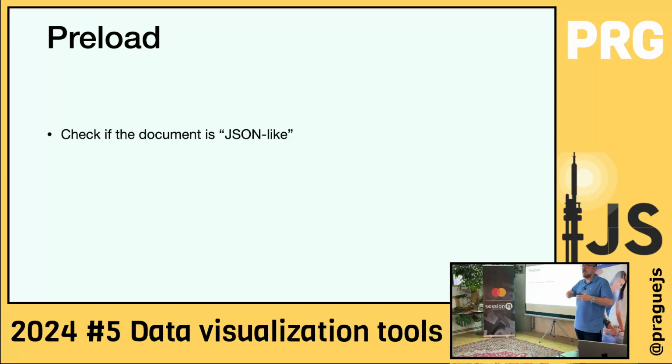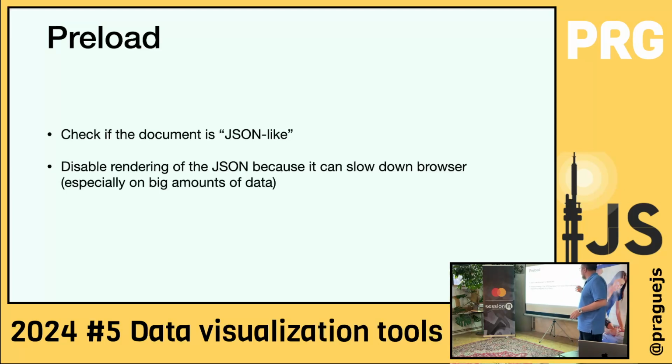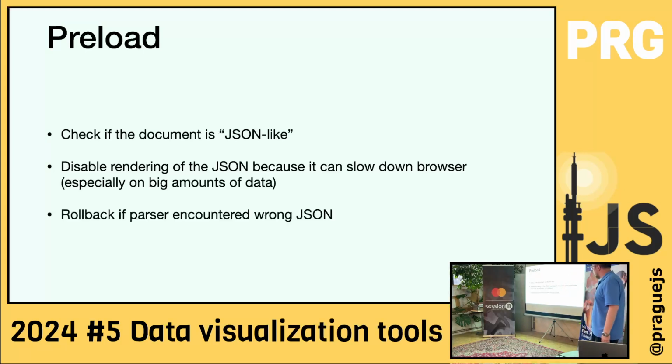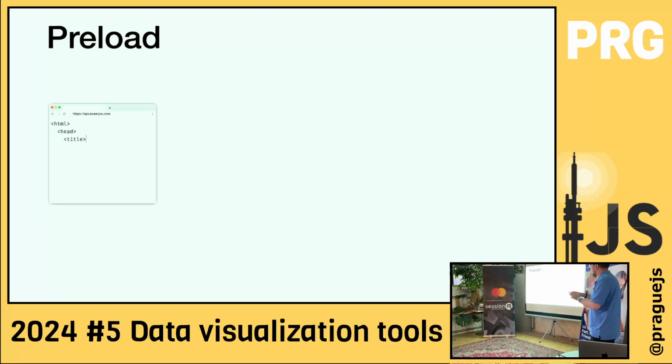For the preloader, first we apply some heuristics to check if the document is JSON-like, so we don't have to rely on the file extension or headers like application content type. We check if the content looks like JSON and try to parse it. We disable rendering of the JSON text itself in the browser, because that's probably the heaviest part and hangs the browser, as it tries to calculate the whole page and all line breaks. And we roll back if the parser encounters wrong JSON.